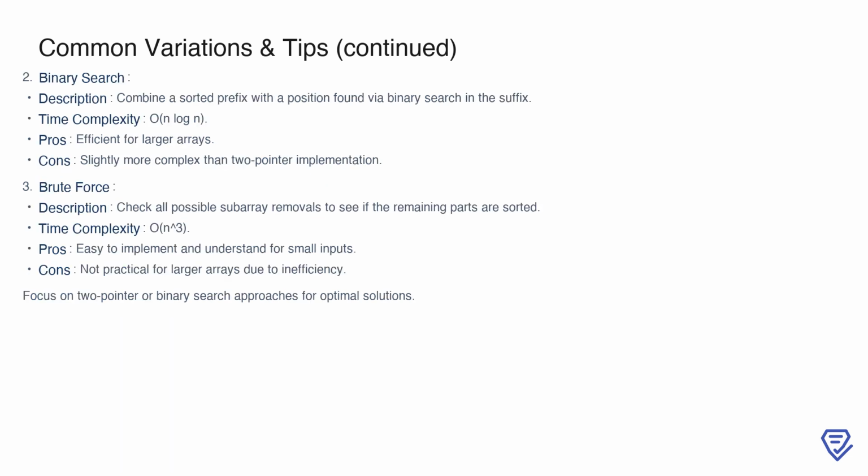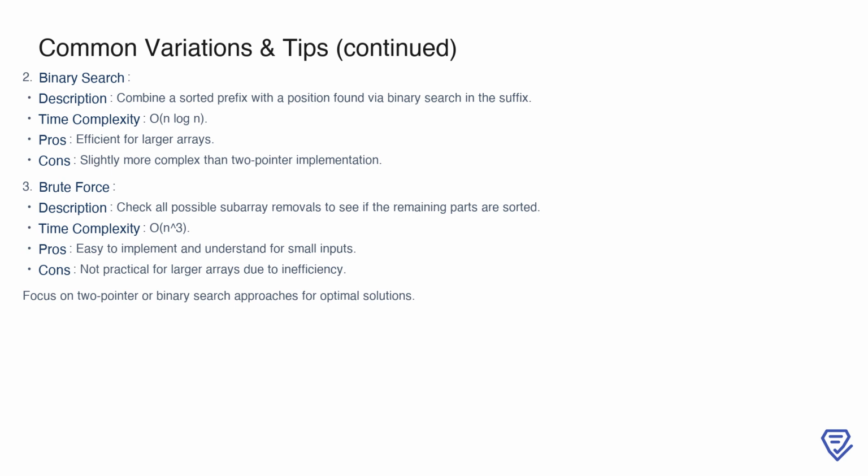Another efficient approach is binary search. This method involves combining a sorted prefix with a position found via binary search in the suffix. It has a time complexity of O(n log n), making it suitable for larger arrays. While it is more efficient than the two-pointer approach for certain inputs, it is also slightly more complex to implement.